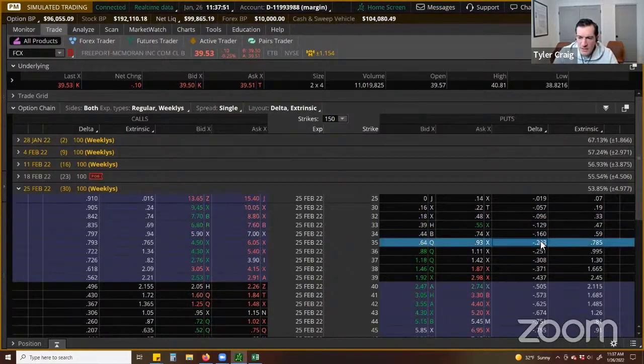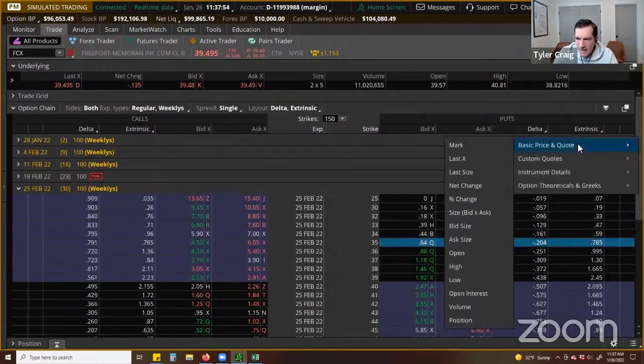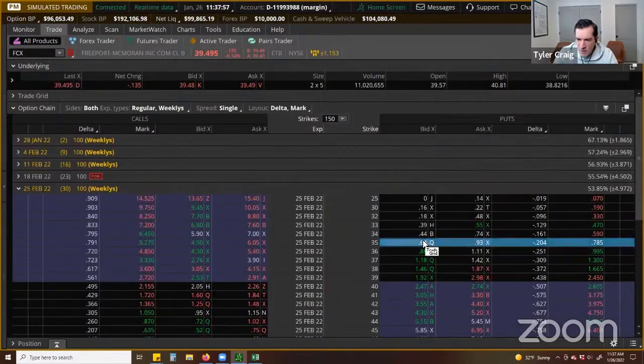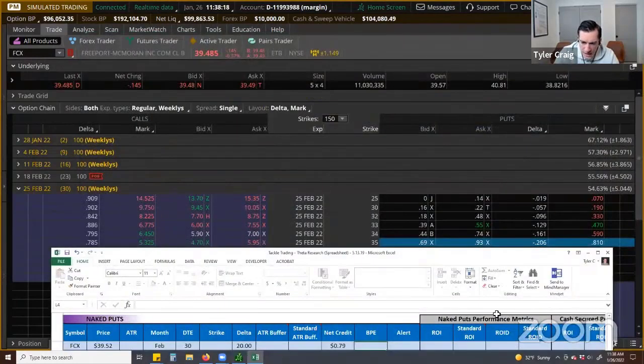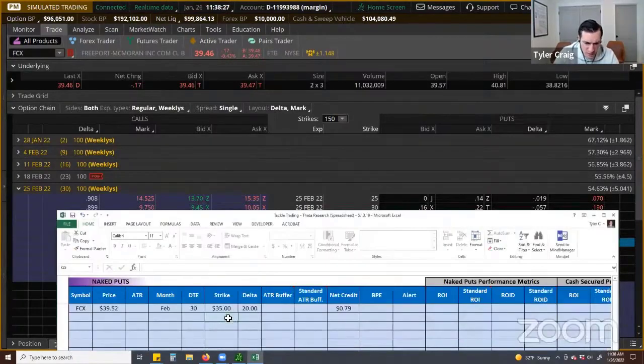So for the first one, I'm going to do a 20 delta, and I kind of need to have the midpoint here so I can know what's the middle of the bid and ask, since the spread's so wide. So let's call it 79 cents credit for a 20 delta. So the delta was 20. The premium net credit here was 78 cents. I'll round it up, 79 cents. And the strike price was 35 strike. And just while I'm here, 34 and 33 are going to be the other ones. So 34 strike, 33 strike.